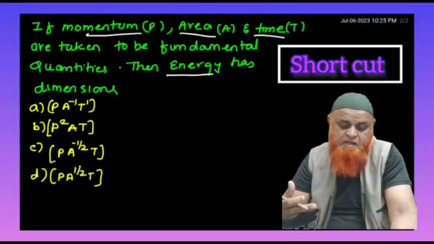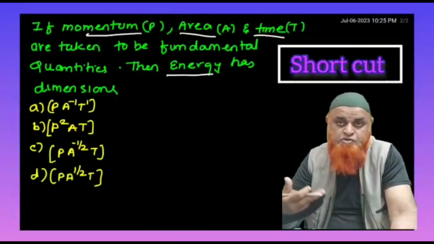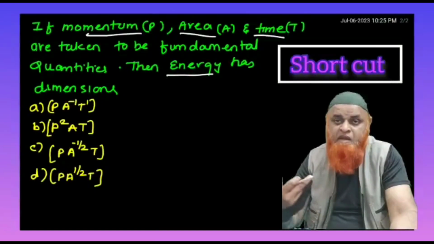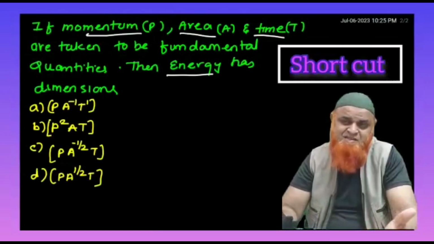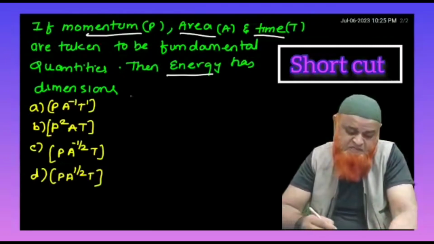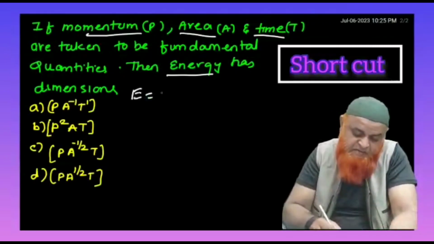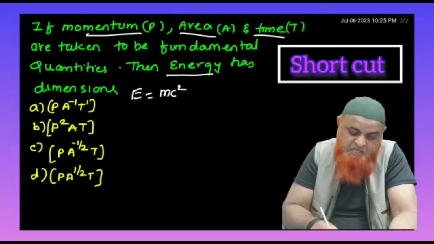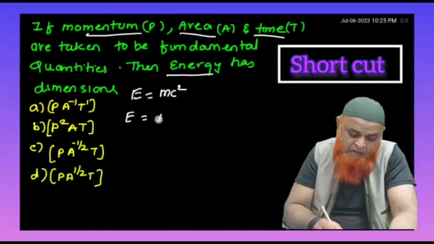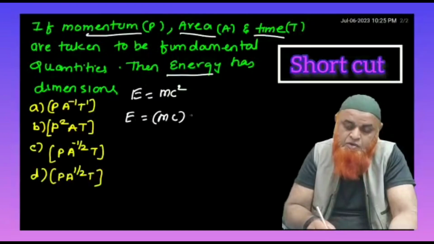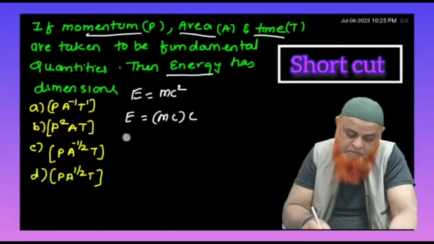Instead of writing energy is directly proportional to P power A power B, T power C, and solving for all these, it's a nonsense and nuisance. Let us have some common sense now. So you can just write here, energy is equal to mc square. You all know about this. And you also know that energy is equal to mc into c.